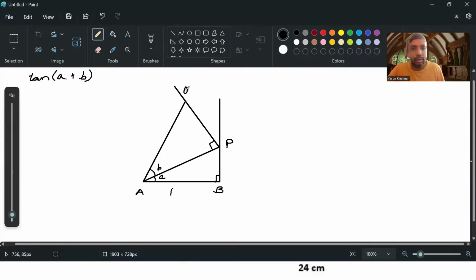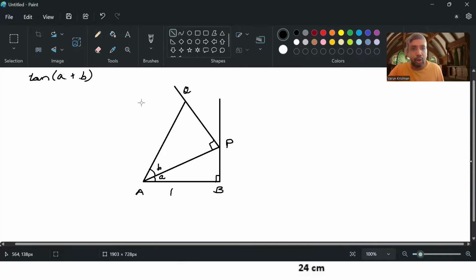Now through the third vertex of this right angle triangle, let me call this point Q. Through this point Q, I'm going to draw a straight line parallel to AB. So this straight line here is parallel to AB through Q.